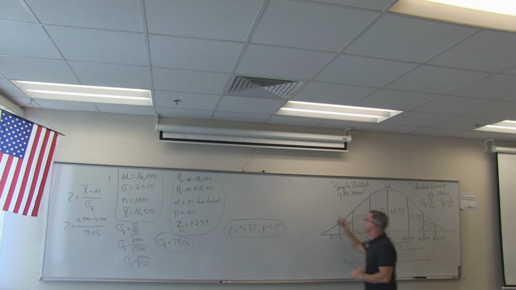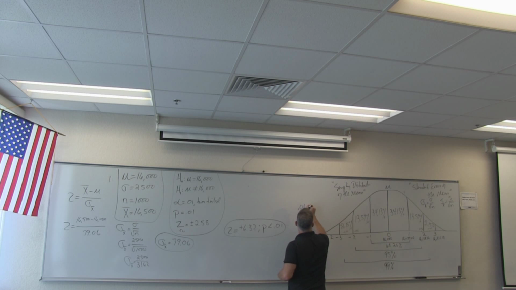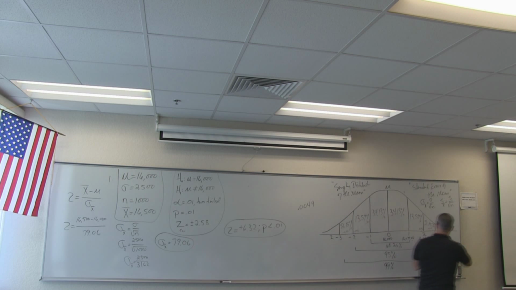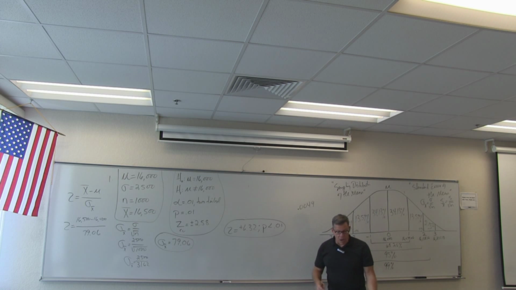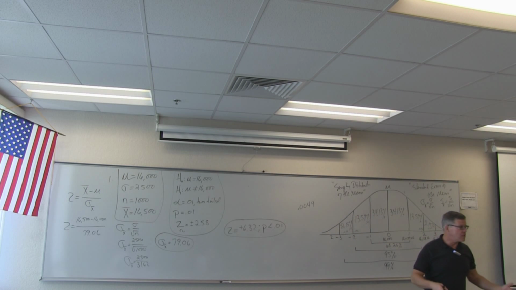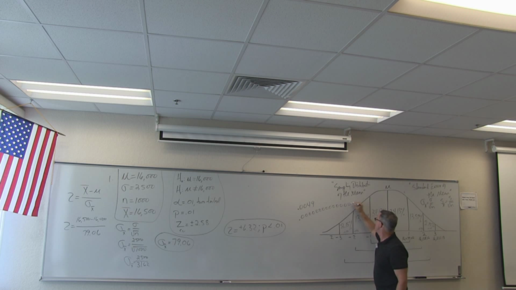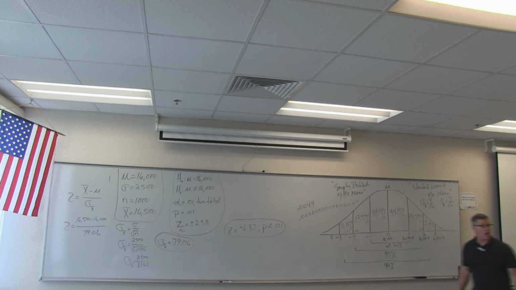This area remained at 0.0049. But this needle shifted from 2.58 all the way over to 6.32. This area of P got really, really small. So small that it's not even in our charts. This Z is so large that it's not even in the tables. I mean, I'm talking this area, 0.000000000000000000. It's pretty small, isn't it?